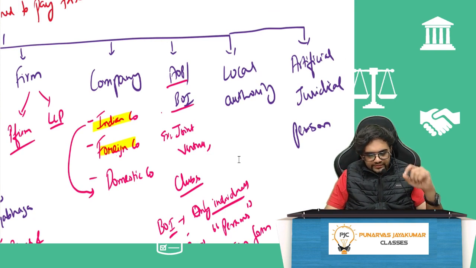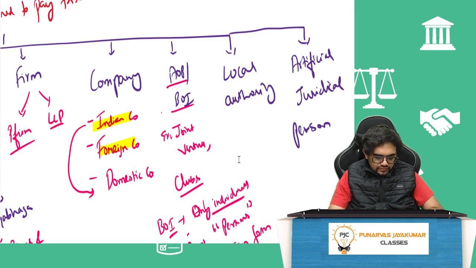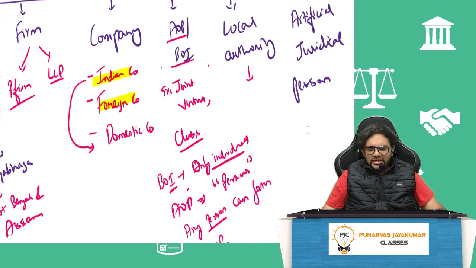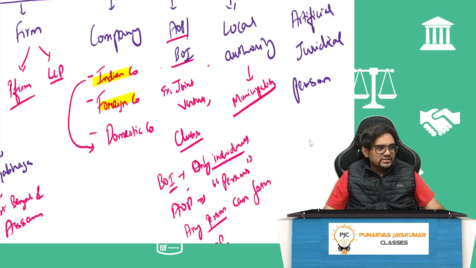Local authority. Local authority means what, guys? Your municipality and all those things. Your municipality, etc. will be my local authority. In Chennai, Greater Chennai Corporation. In Bangalore, BBMP. All these municipalities, the electricity board, everybody has to pay tax.